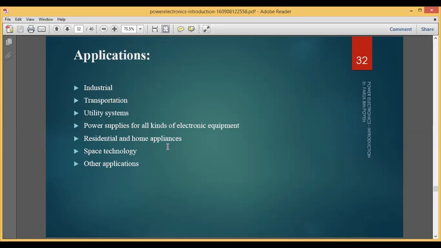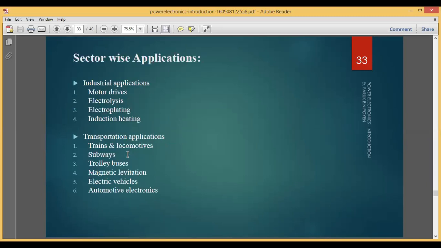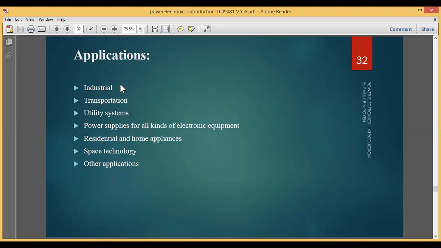Residential and home appliances: washing machine, microwave oven, mixer, grinders. Many applications are there in space technology, satellites, and other applications are also found in power electronic devices. When it comes to sector-wise, if you want to go for the industrial application, these two slides are almost the same but in detail.